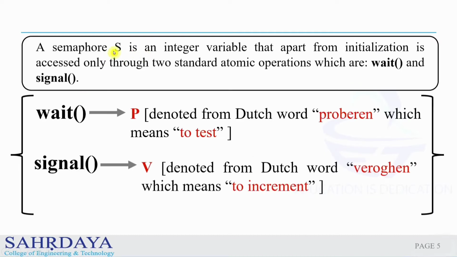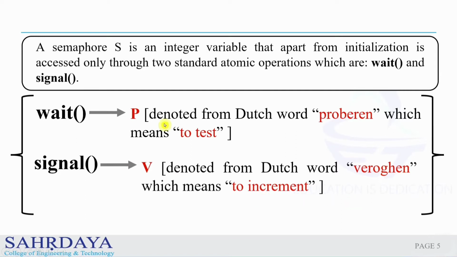Now, a semaphore S is an integer variable that, apart from initialization, is accessed only through two standard atomic operations, which are wait and signal. So in order to access a semaphore, we have to use two standard atomic operations, wait and signal. Wait is denoted as P, which comes from the Dutch word proberen, which means to test, and signal is denoted as V, which comes from the Dutch word verhogen, which means to increment.